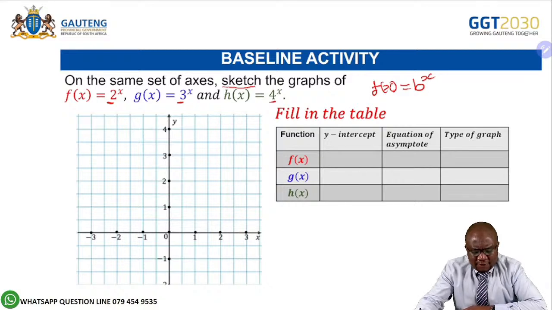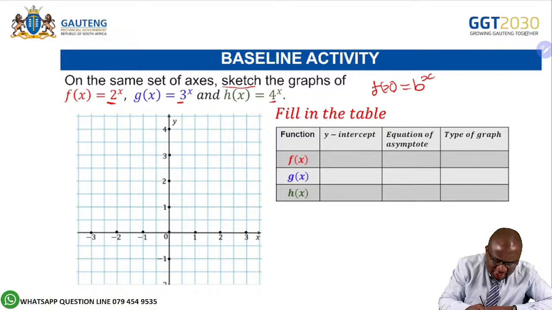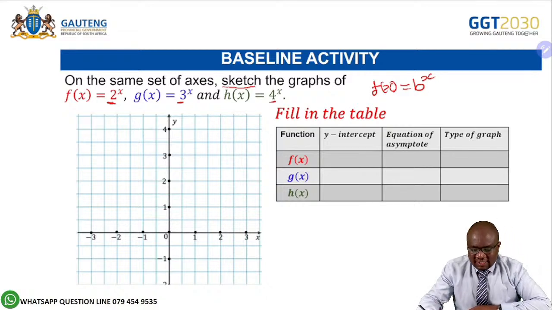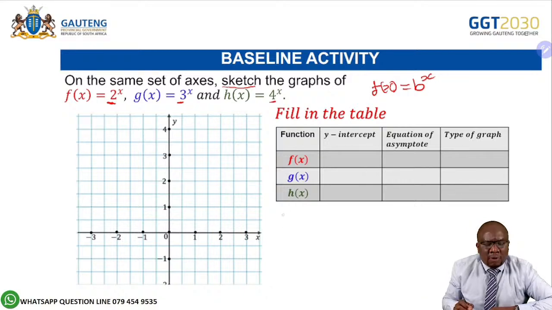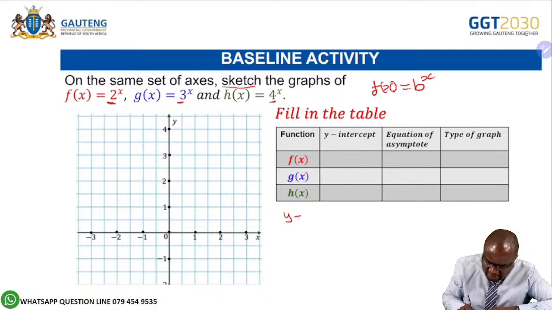What type of a graph is this? Because our b is 2, it is an increasing graph. And then where is the y-intercept? Remember the y-intercept? F of x is like our y, isn't it? So y is equal to 2 to the power 0, and then any base to the power 0 is 1. Let me just do all the three calculations.